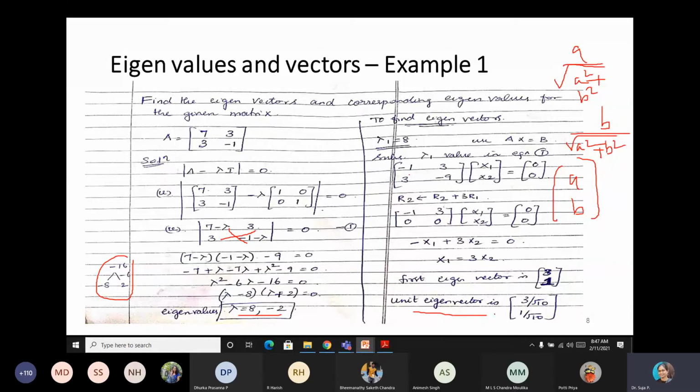Okay. So unit eigenvector finding. For 3 and 1, it is 3 divided by the square root of 3 square plus 1, that is root 10. Similarly, for 1, it is 1 by the square root of 3 square plus 1, that is root 10.